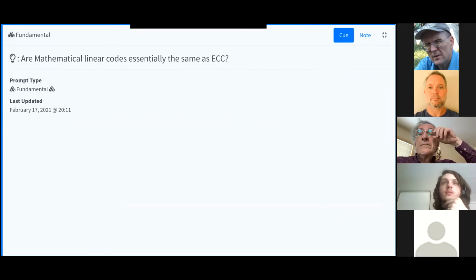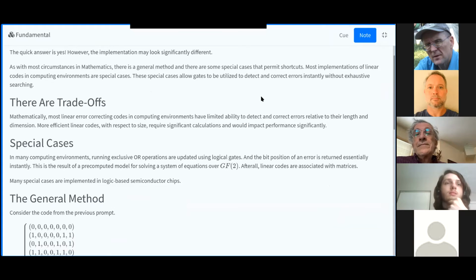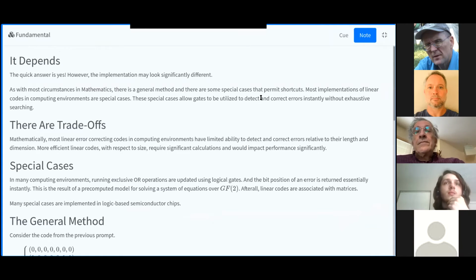I just said yes. So it actually depends. The quick answer is yes. However, the implementation may look very simple. Whenever we have something in mathematics that appears in application, more often than not, the application is usually a special case of a more general method. And most of the time we have error correcting codes used in an application like the Hamming code in memory or whatever. It's usually a special case.